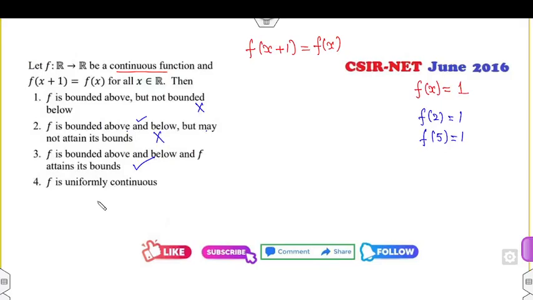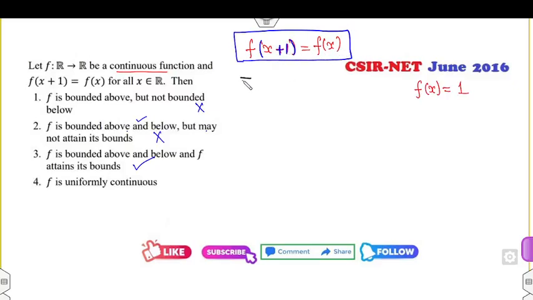F is uniformly continuous. Every constant function is continuous, but this is the counterexample. Anything else you want to think about? If you closely look at this function, what comes to your mind when you think about f of x plus something equal to the same function? Yes, definitely f of x is a periodic function. Fine. If f of x is a periodic function, what is the period? The period is 1.